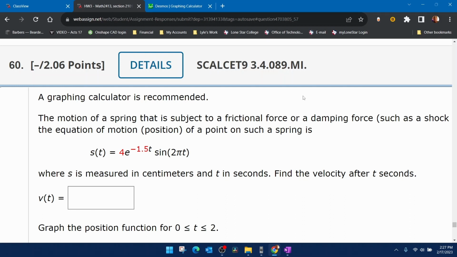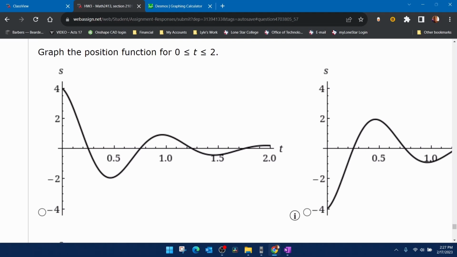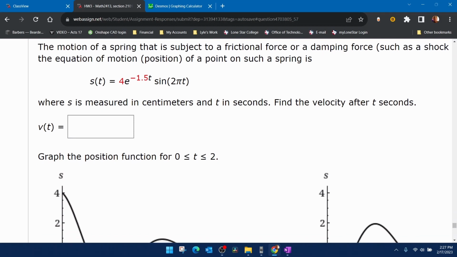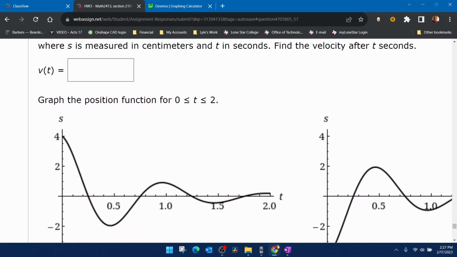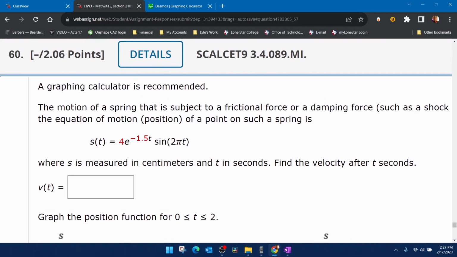Now, before we do the first part, which is find the velocity, I'd like you to notice that below that, they want us to graph the position function, which is what s of t is. And so we have some graphs to pick from. What we're going to do is see if we can get a graph without using a graphing calculator.